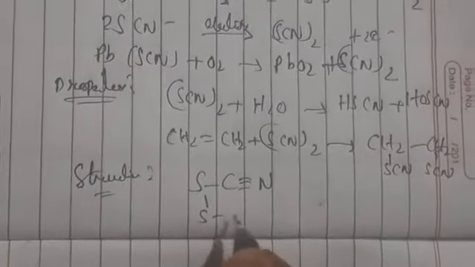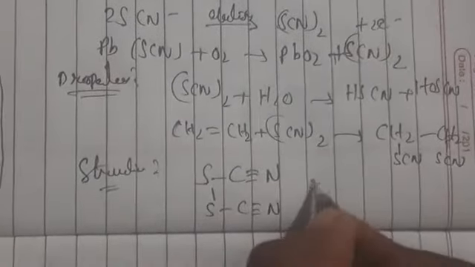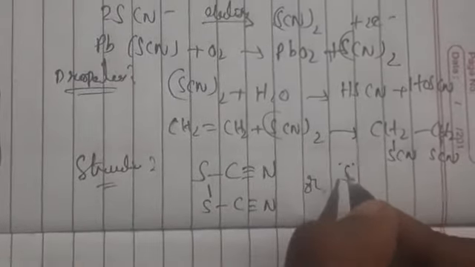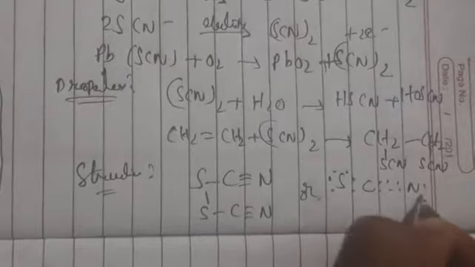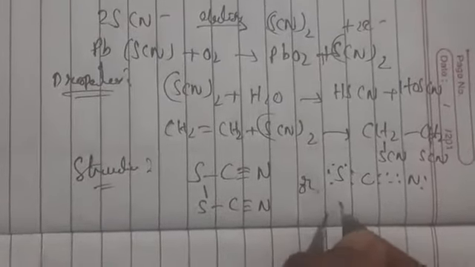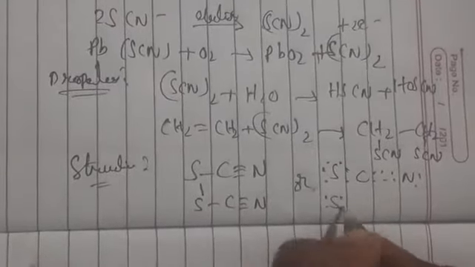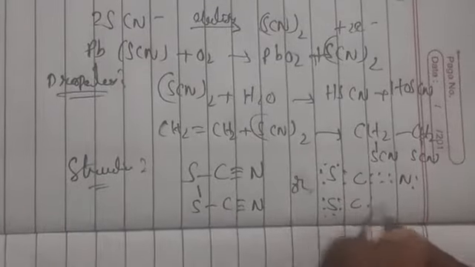So the structure is like this, that is SC triple bond N, SC triple bond N. So this is the structure. Or we can write it like this also, with dotted Lewis dot structures. So this is also one of the structures. So this is about thiocyanogen.